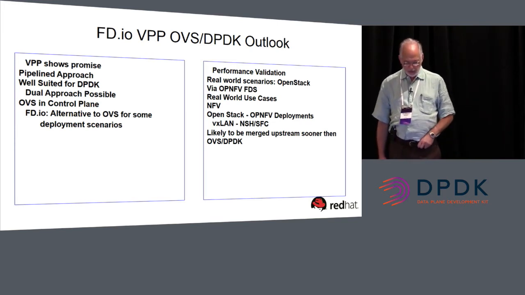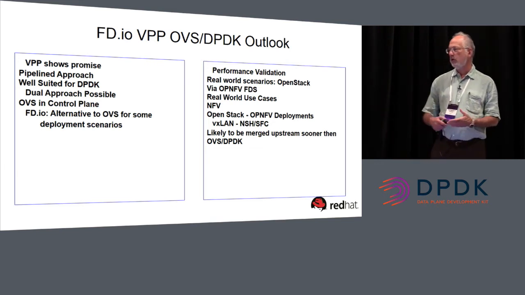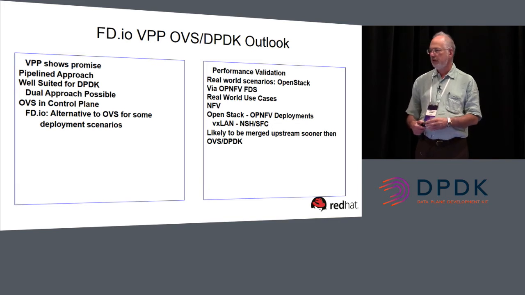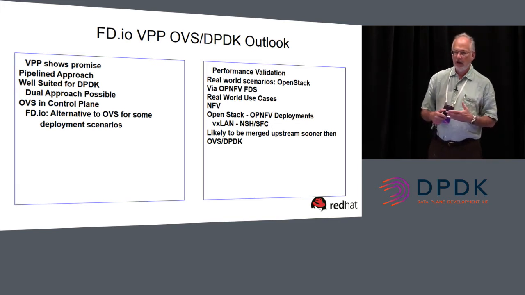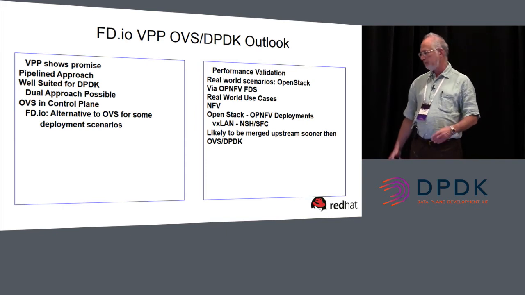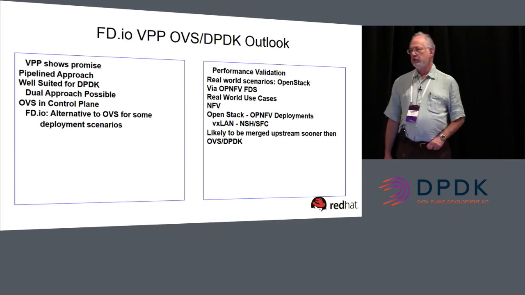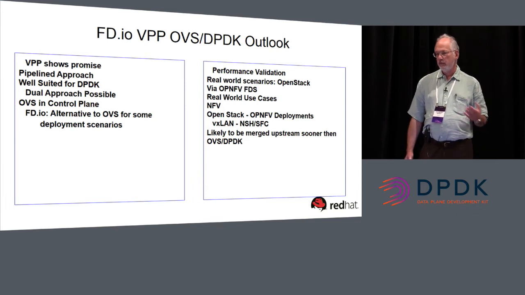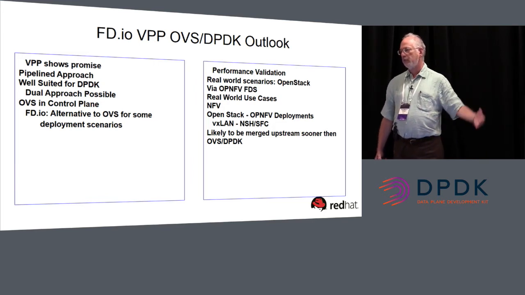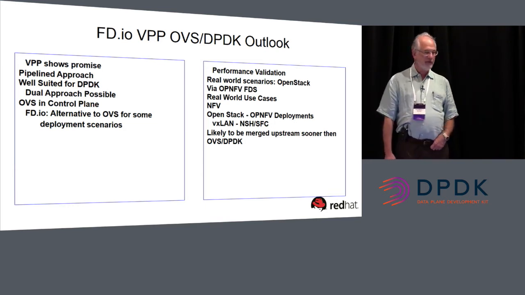But we need to look toward real-world deployments. We need to look to OPNFV. I'm sure many of you are familiar with OPNFV as a telco-focused open source project that deploys OpenStack for that kind of customer base. I, for one, and others think that it will show a lot of promise in giving us a good idea of what needs to be improved upstream in VPP, and what needs to be improved upstream in DPDK and OVS.